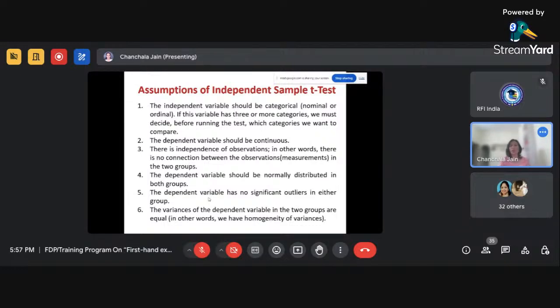So these are the 6 assumptions, out of which 3 we need to ascertain on our own without taking any help of any software, and the last 3 we will check using the software. Is it okay?